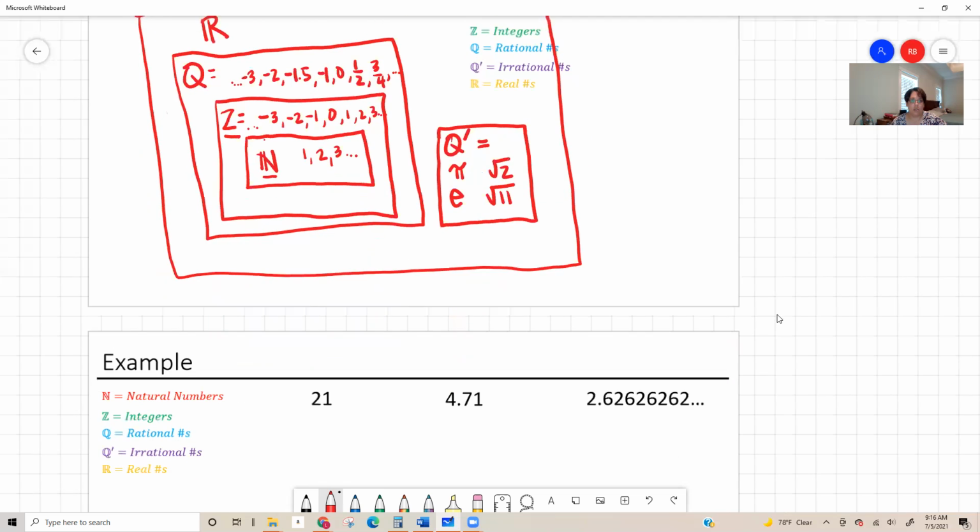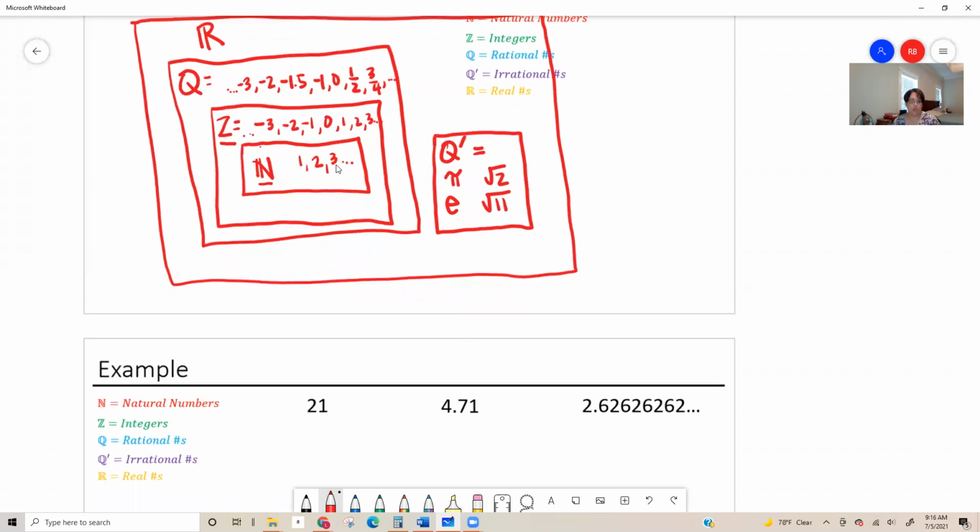Now we're going to use this chart that we just made to look at this example. On these examples, we want to label, like, 21. I want to know all of the different categories that 21 will fall under, all the different types of numbers. So 21 is a counting number, so I know that it's going to be a natural number. 21 is also going to be an integer because the integers contain all of those.